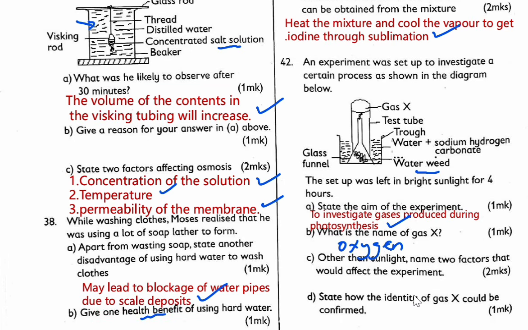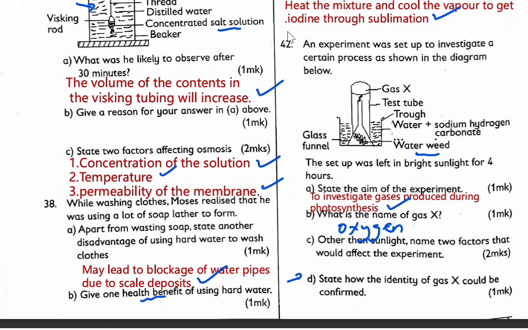Then part D, state how the identity of gas X could be confirmed. So how do you know it is oxygen gas? Again, this one is not in our level, but I'm going to teach you. So oxygen gas relights a glowing splint. So when you put a glowing splint, you're going to see a flame. So it relights a glowing splint.